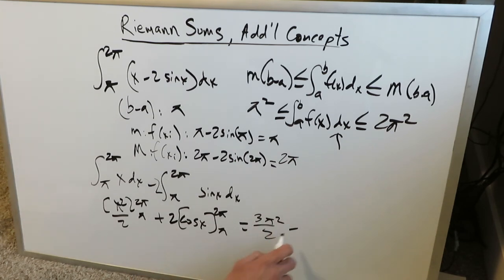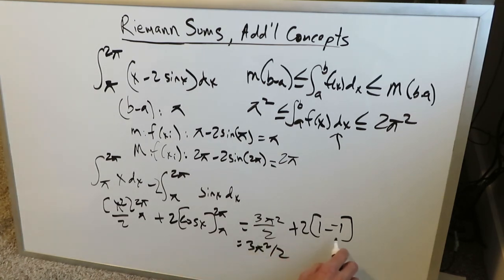Now let's look over here. Plus cosine of 2 pi, cosine of 360, is a 1. Cosine of pi, cosine of 180, is a minus 1. And what's our eventual answer? 3 pi square over 2 plus 2 times 2 is a 4. This right here will represent our true area.